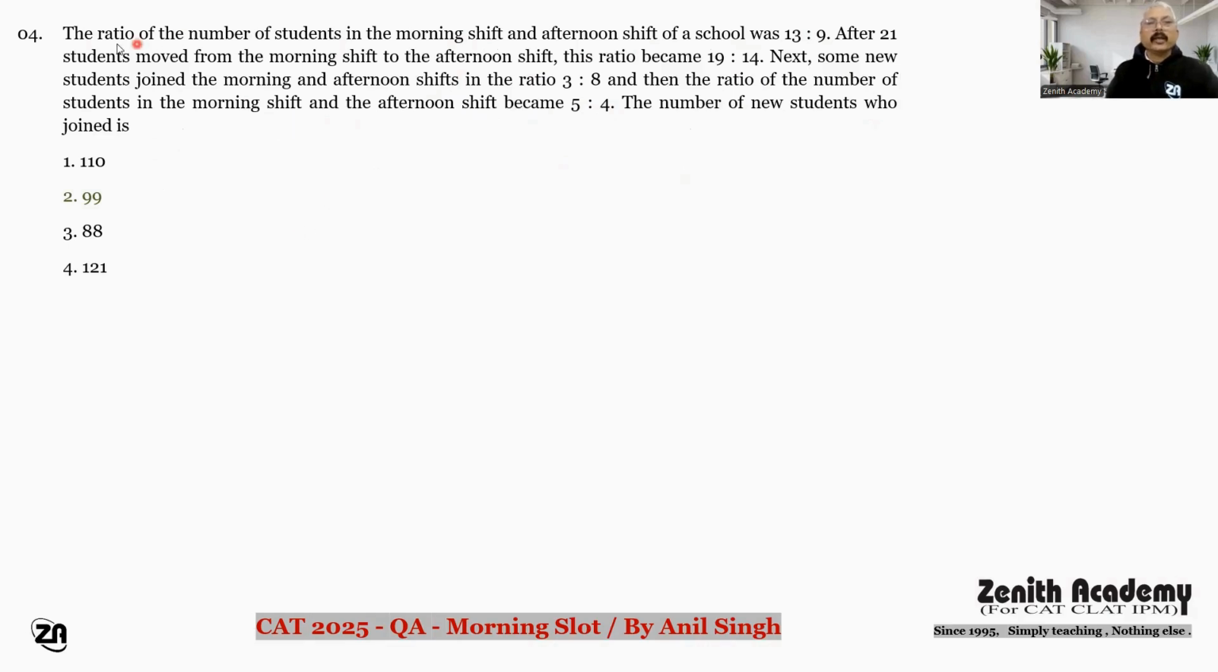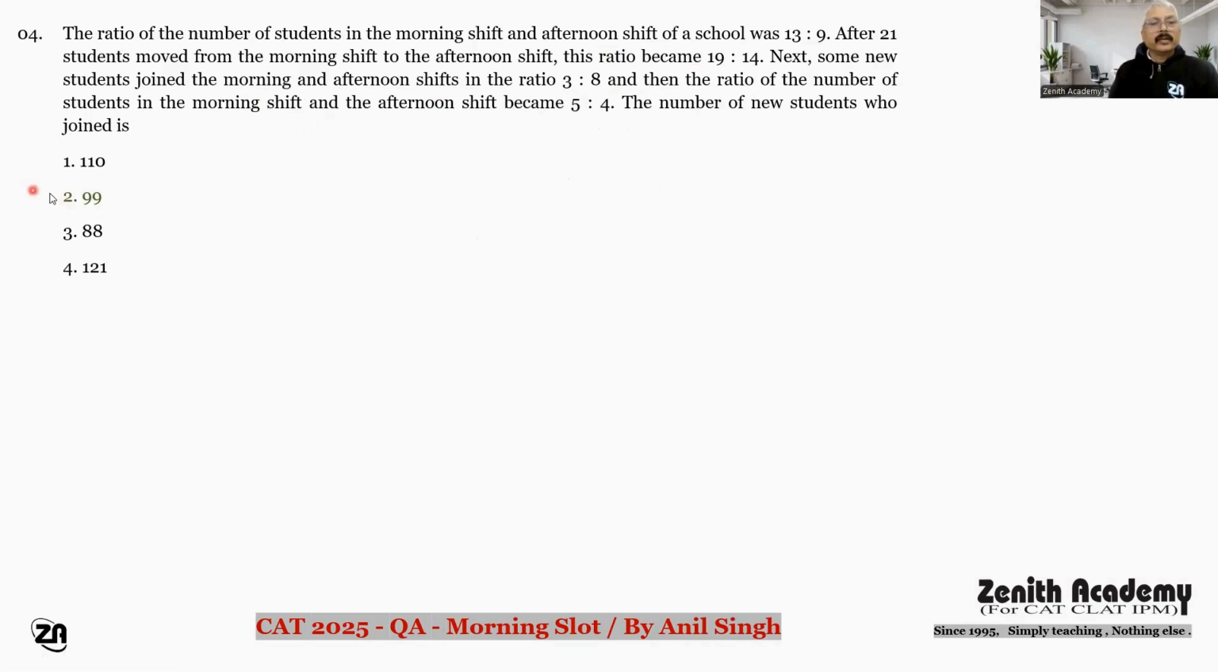So in this question, the earlier ratio is given between the morning shift and afternoon shift of a school, 13:9. And then 21 students moved from the morning shift to the afternoon shift, and then the ratio becomes 19:40. And after this, some new students join the morning shift and afternoon shift in the ratio 3:8. Then the ratio of the number of students in the morning shift and afternoon shift becomes 5:4.